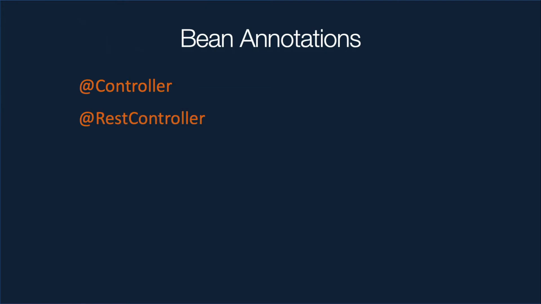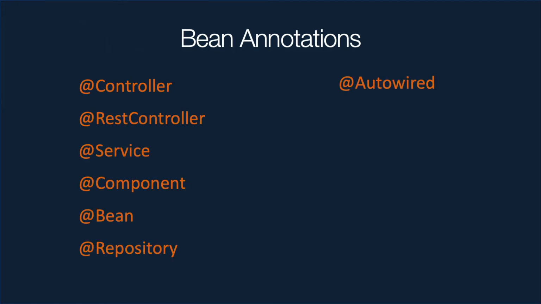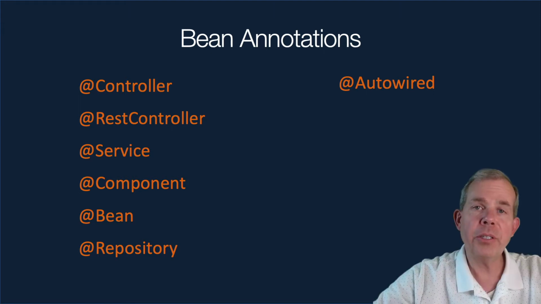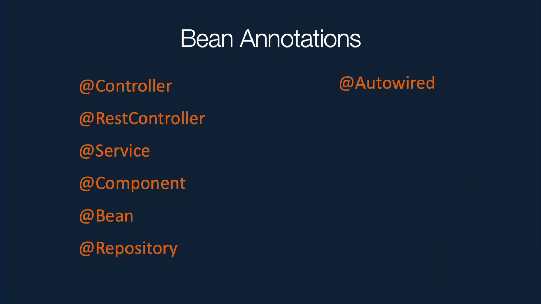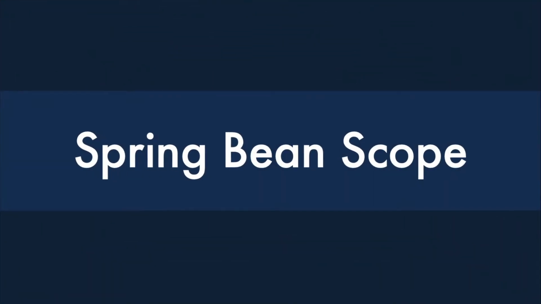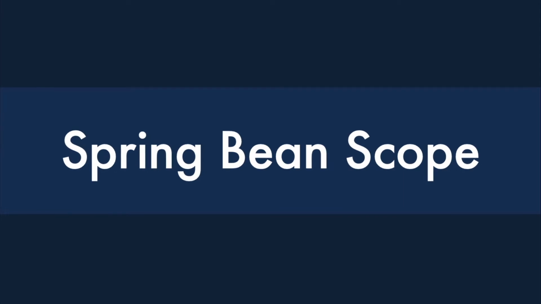So take a look at some common bean annotations. You've probably seen these by now since we've been through several tutorials. A Controller is a bean, a RestController, a Service, a Component, a Repository. These are all different ways to identify a bean. And now we have @Autowired on the right side, which is how we inject a bean into another class. Now remember, the goal of this video is to talk about the scope of a bean. What is a scope and why do we care?